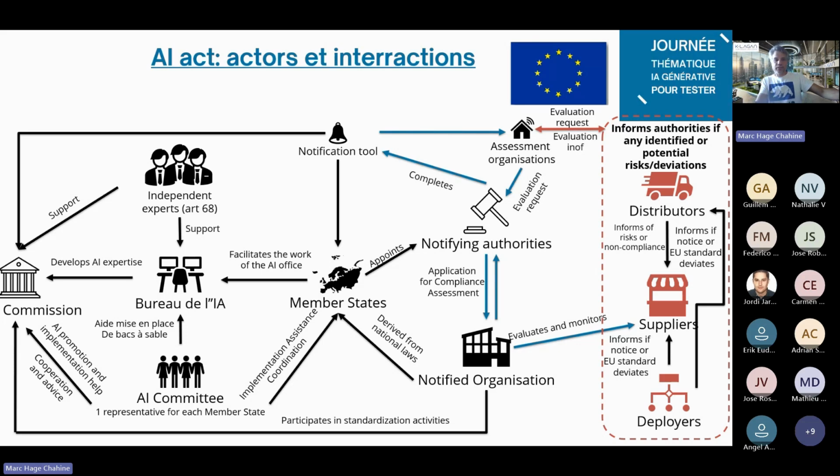These notifying authorities and notified organizations are piloted by the member states. The member states are as important as the Commission. As they are not AI specialists, they created groups and experts to help them take decisions. What is important is that the Commission creates the law, but the member states have to transpose the European law into their national law, and they have a lot of power, and a lot of choices that they can make to adapt the law.